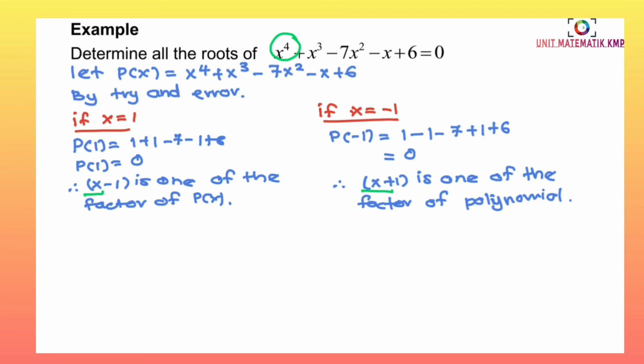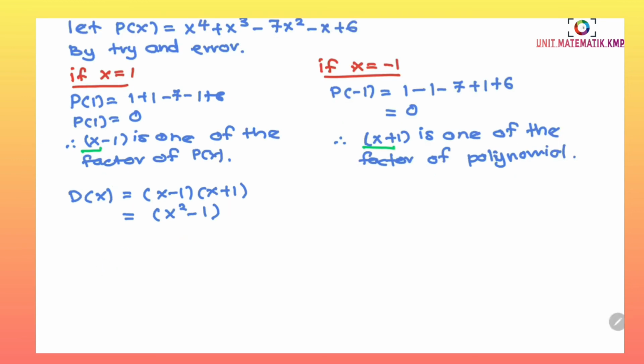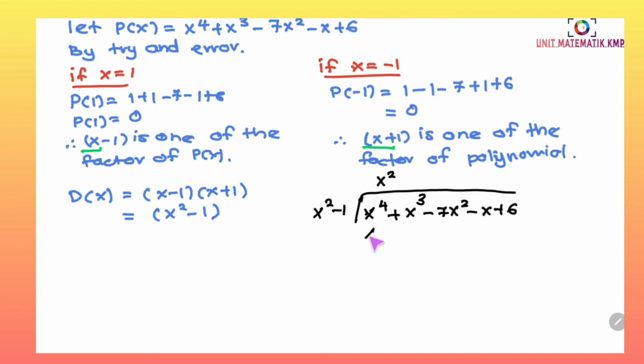Here I proceed with long division. Before that, let's find the divisor. The divisor is equal to both factors, x minus 1 times x plus 1. So here our divisor is x squared minus 1. Next, proceed with long division: x power 4 plus x power 3 minus 7x squared minus x plus 6, divided by x squared minus 1.